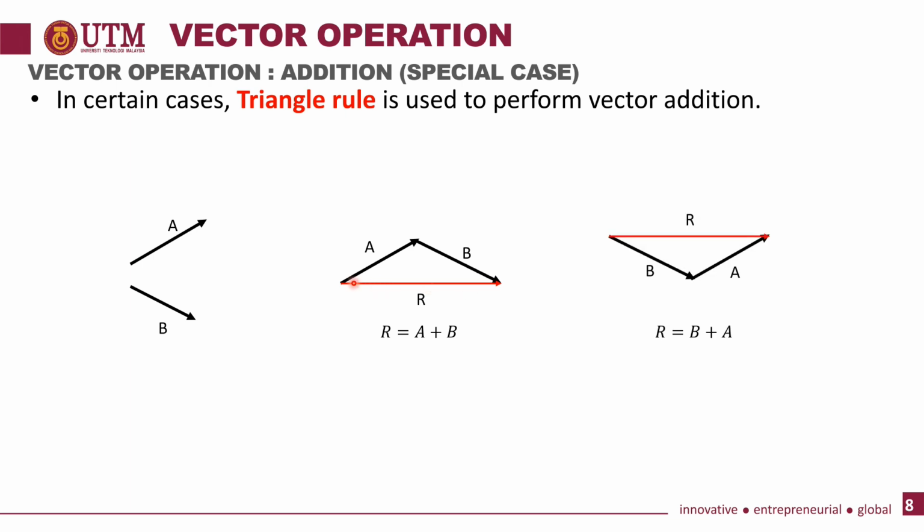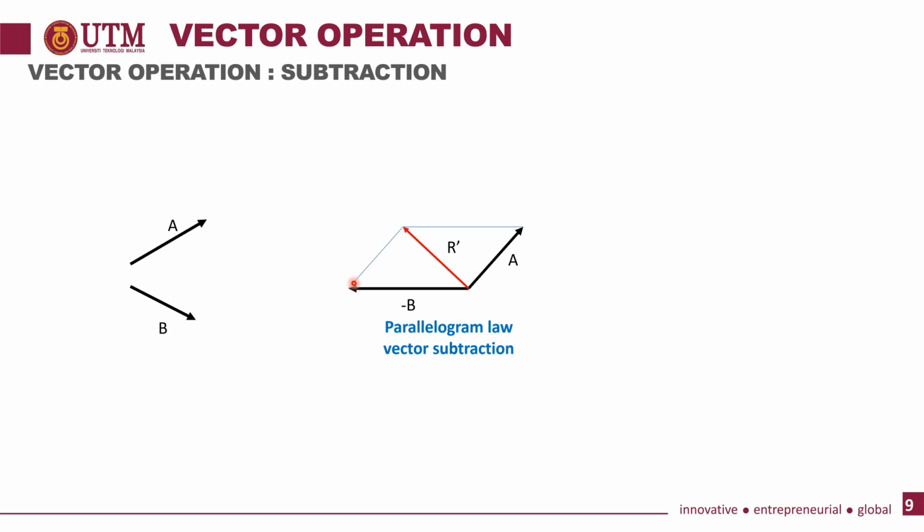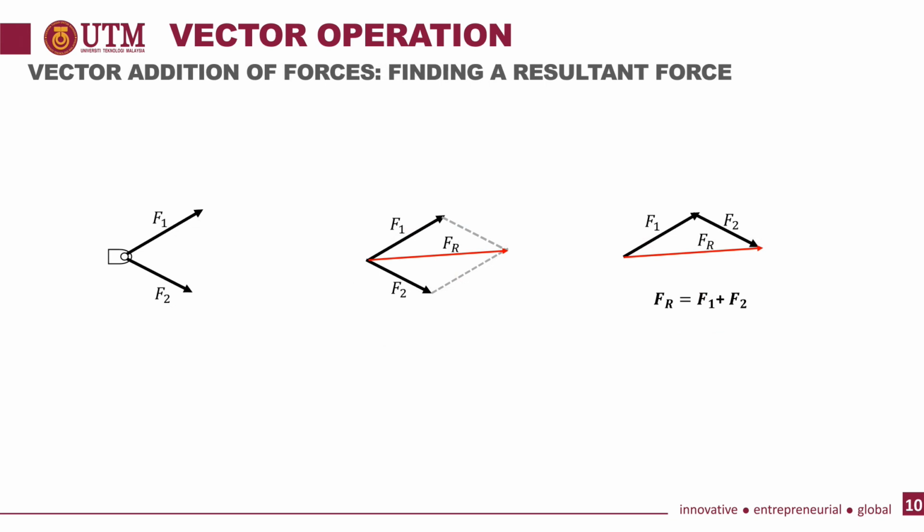This case is similar with subtraction. You can see here for the parallelogram law, if the tail of the first force, force A, touches the tail of the second force, force B, the resultant force will be produced by using the parallelogram law. But if the head of the first force vector touches the tail of the second force vector, you can use the triangle law. So this is what you learned last week.